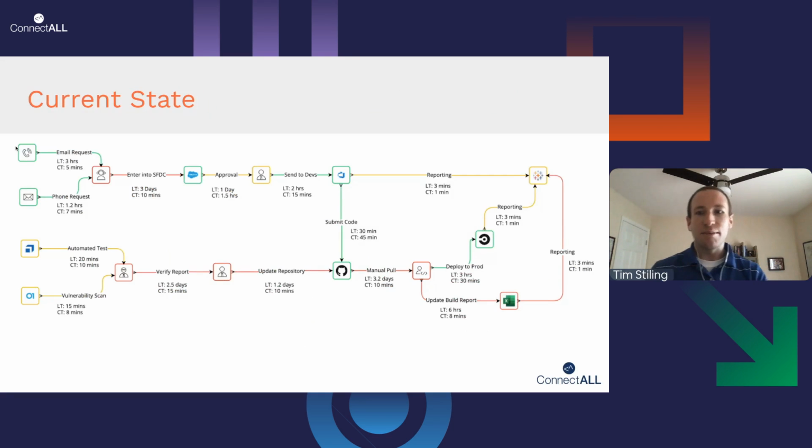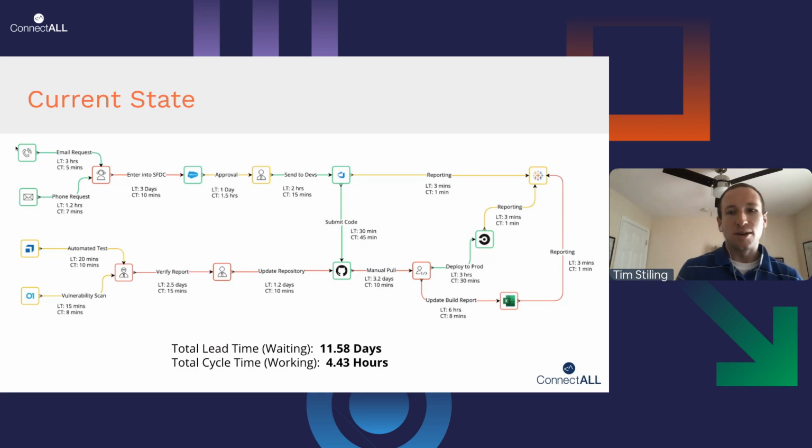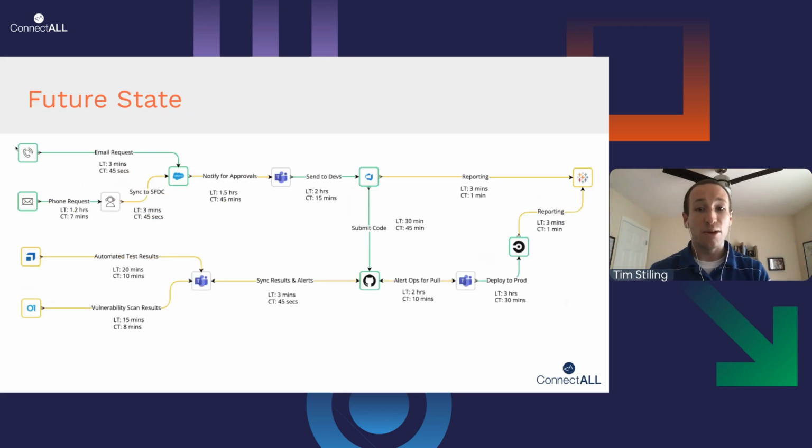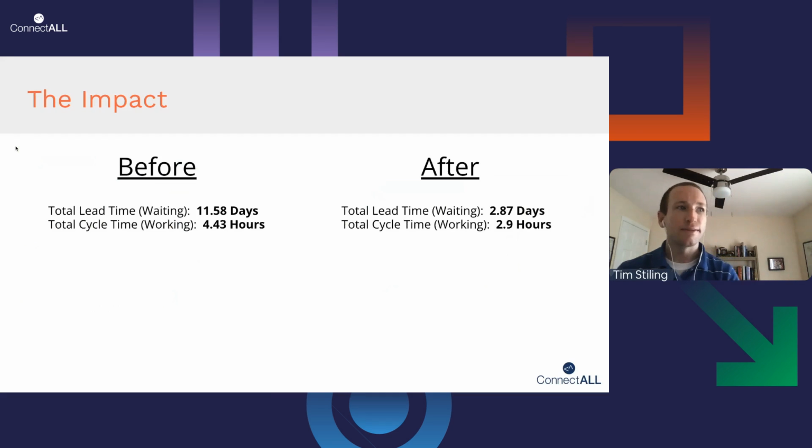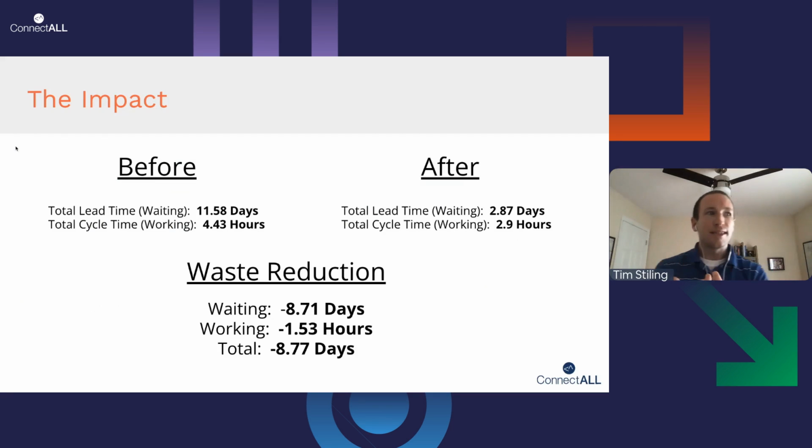You'll see here's an example of a current state map. In this hypothetical scenario, we see that we're waiting for almost 2 weeks and we're working for only 4.5 hours. And if we remove those steps and tighten it up a bit, you'll see that that time is greatly reduced. So we see that before and after, we're able to save almost over a week's worth of time by trimming out some of those undesirable activities.